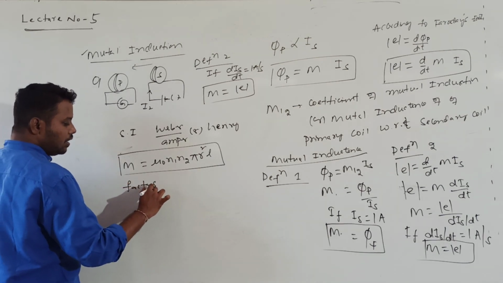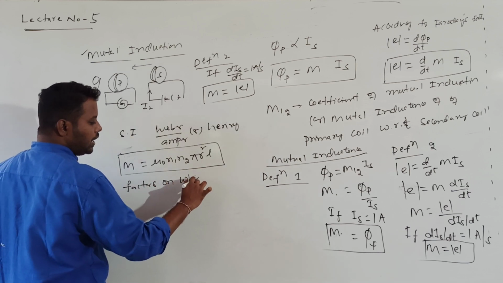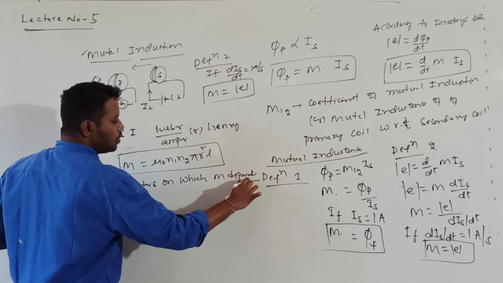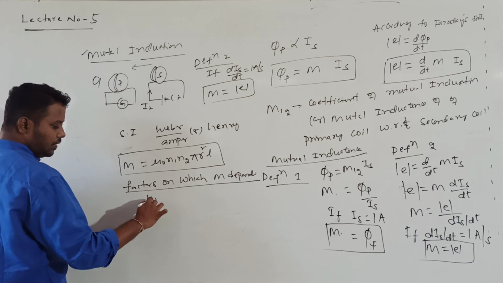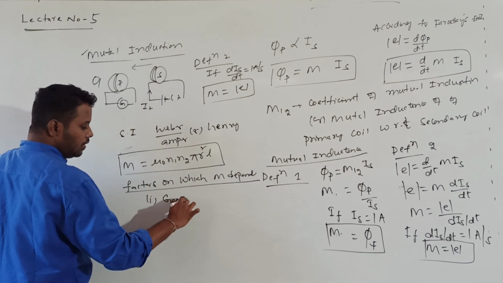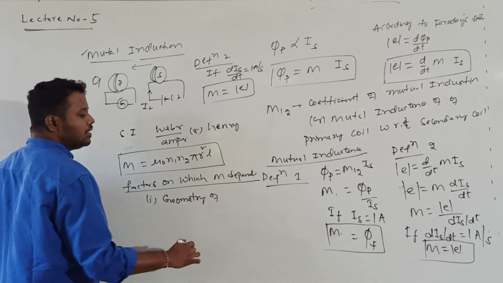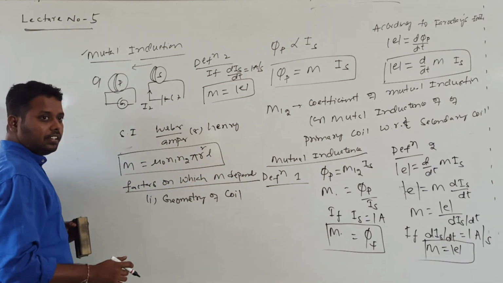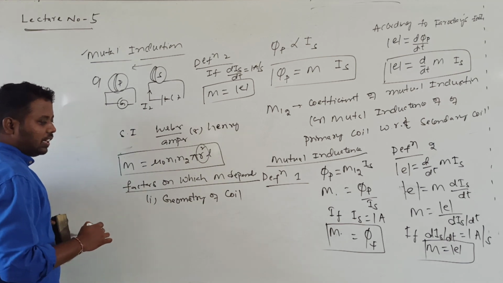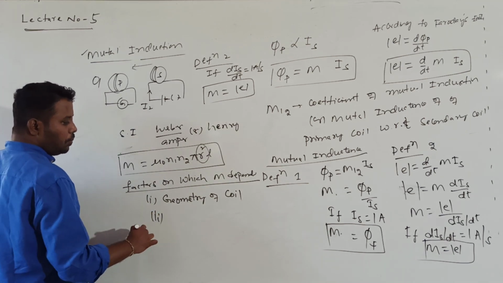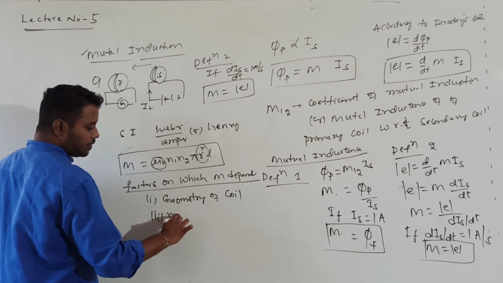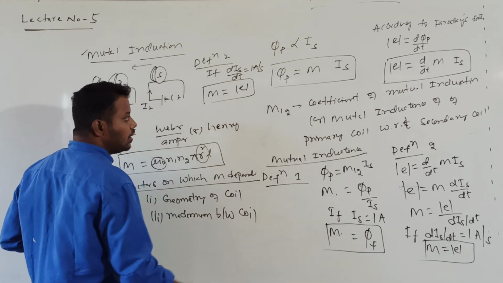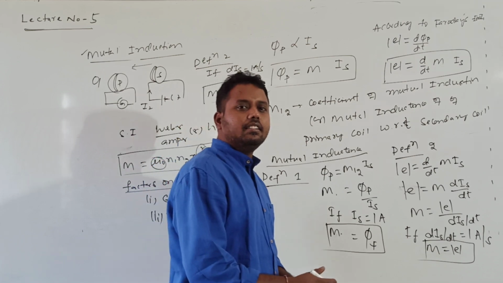What are the factors on which M depends? The mutual inductance of two long coaxial solenoids depends upon the geometry of the coil. Geometry in the sense that it depends upon the number of turns, the radius, and the length. But remember here, R is the effective radius, the radius which is common for both. It also depends upon the medium between the coils. These are the factors on which the mutual inductance depends.